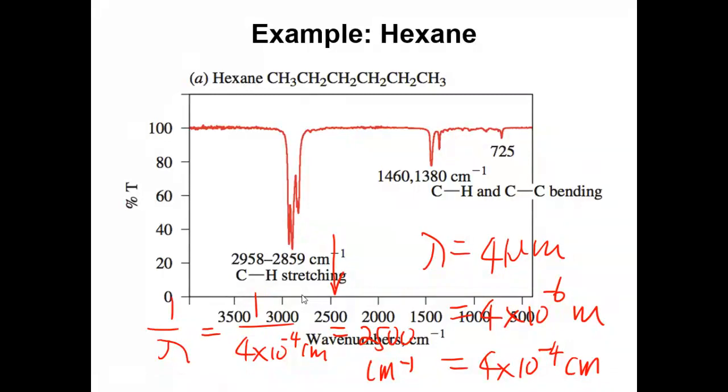Now, the sp3 CH bonds, I do ask you to remember, okay? The stretching vibration of sp3 CH bonds gives you a few infrared absorption peaks, always slightly below 3,000 reciprocal centimeters. This I do ask you to memorize. It's not that hard to remember. Slightly below 3,000 reciprocal centimeters.